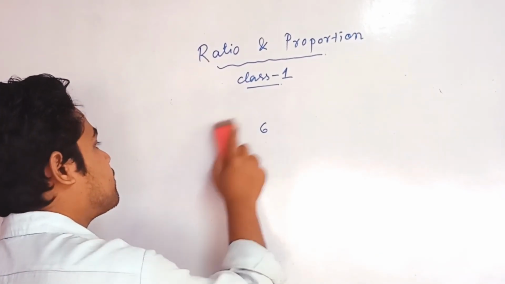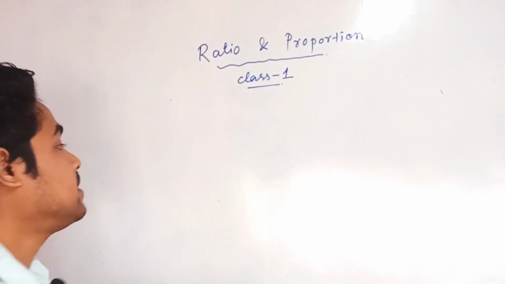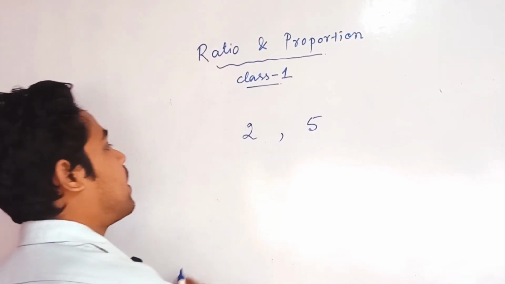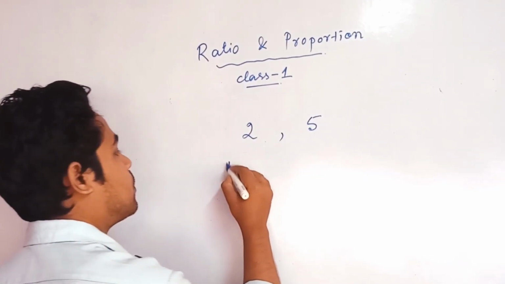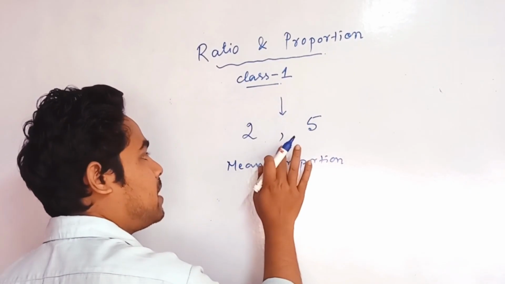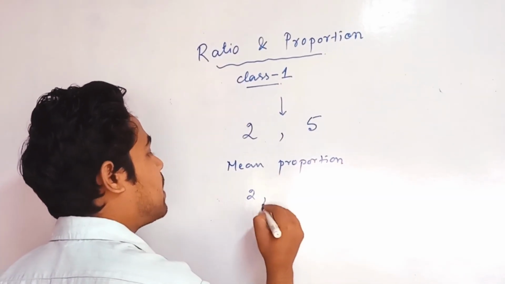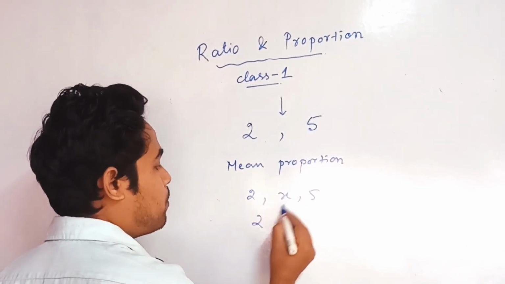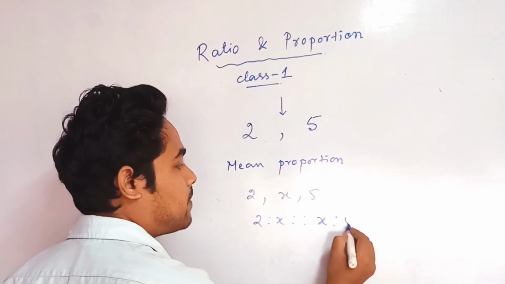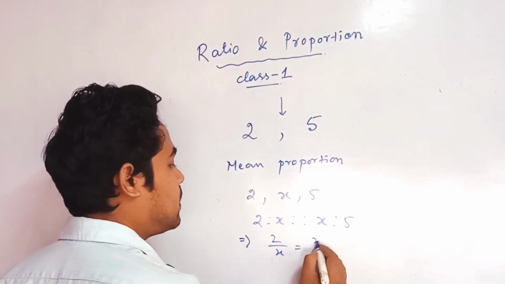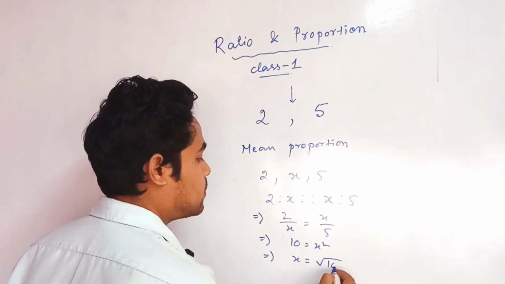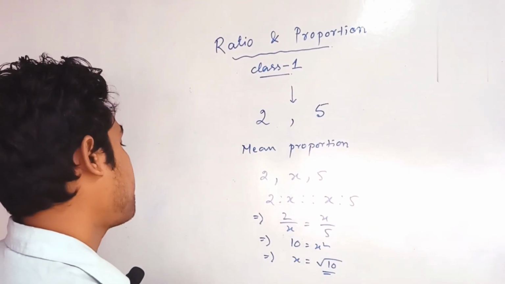Now suppose two numbers are given, 2 and 5, and the question is to find out the mean proportion of these two numbers. Mean proportion means which number will come in between these two numbers. Okay. So let the number be x. So 2:x :: x:5. So this is 2 by x equal to x by 5, implies 10 = x square, implies x equal to root over 10. So root over 10 is the mean proportion of these two numbers.